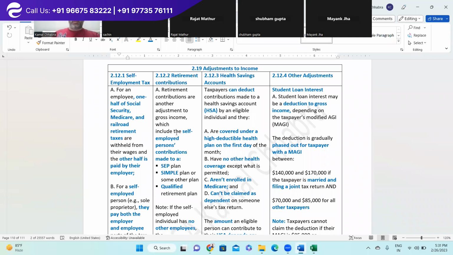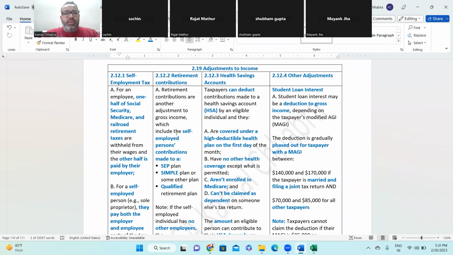Now coming to the second topic, which is retirement contributions. We have discussed retirement contribution in detail along with the IRA. There are a couple of categories of IRA which we have studied: traditional IRA and Roth IRA. Within traditional, deductible IRA or non-deductible IRA, right? All things we have studied earlier, so it's in continuation. Retirement contributions are another adjustment to gross income, which include a self-employed person's contribution made to the SEP plan, simple plan, or qualified retirement plan like traditional IRA or Roth IRA.